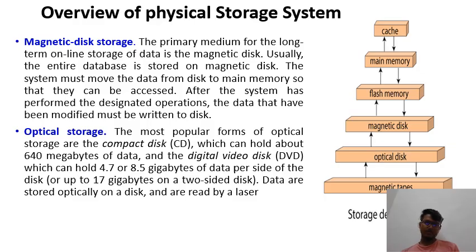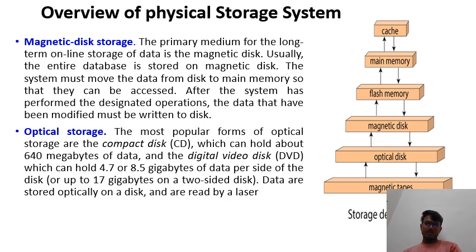A major drawback of flash memory is that it supports only a limited number of erase cycles, ranging from 1000 to 1 million. Magnetic disk storage: the primary medium for the long-term online storage of data is the magnetic disk. Usually, the entire database is stored on the magnetic disk. The system must move the data from the disk to main memory so that they can be accessed. After the system has performed the designated operations, the data that have been modified must be returned to the disk.